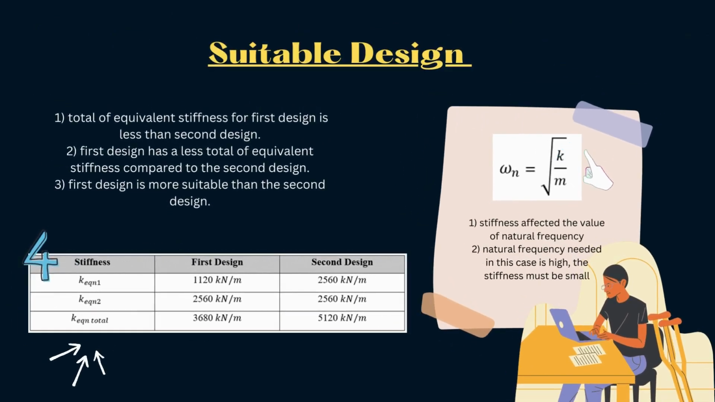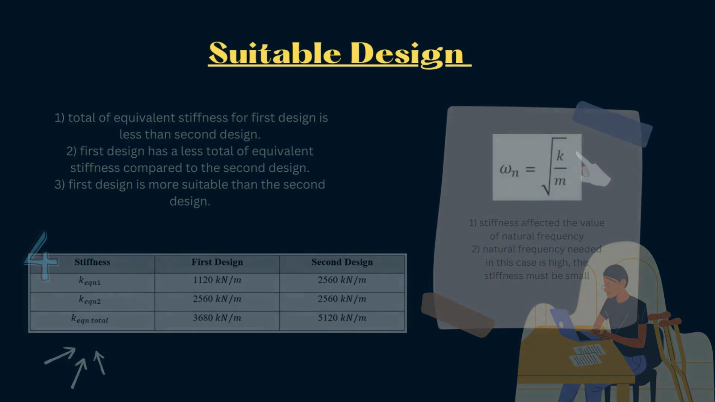The next factor is stiffness. From the formula of natural frequency, it can be concluded that stiffness affects the value of the natural frequency. Since the value of natural frequency needed in this case is high, the value of the stiffness must be small. Table 4 shows the stiffnesses for the first and second design. From the table, it can be analyzed that the total equivalent stiffness for the first design is less than the second design. Therefore, the first design is more suitable than the second design.